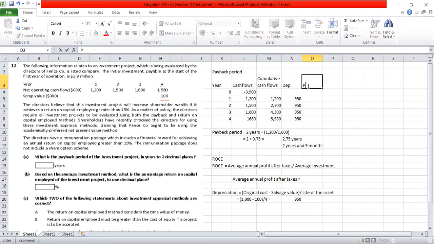To arrive at profit after tax, profit after tax would be cash flow after tax minus the depreciation. Why is there almost more than 75% of depreciation each year? The depreciation is 950,000 per year, right? Isn't that a bit more than what the depreciation should be? It is correct only, 3,800. Yes, salvage value is 100.